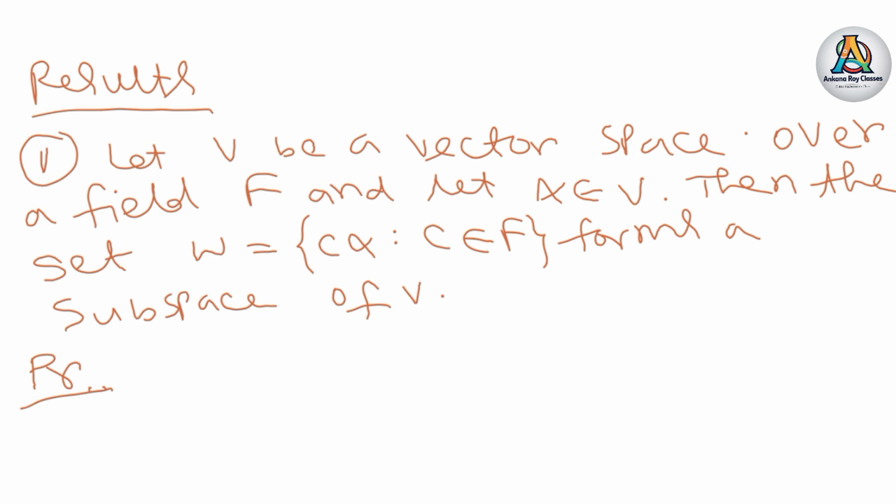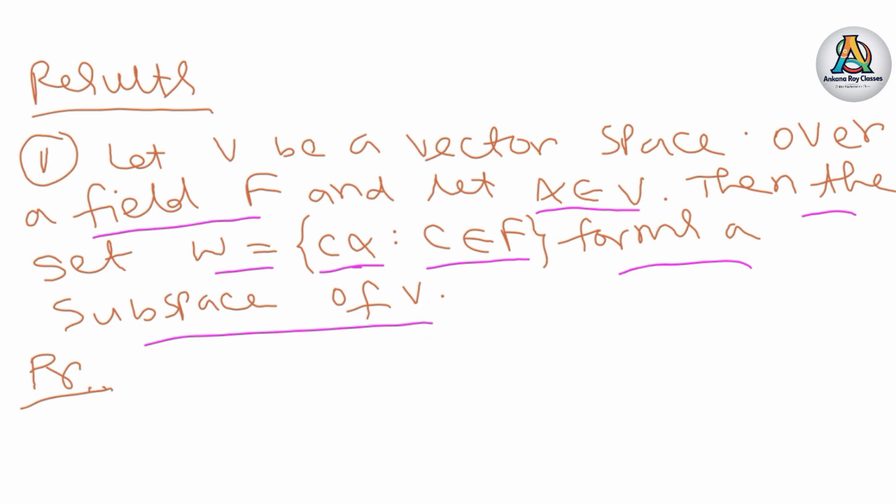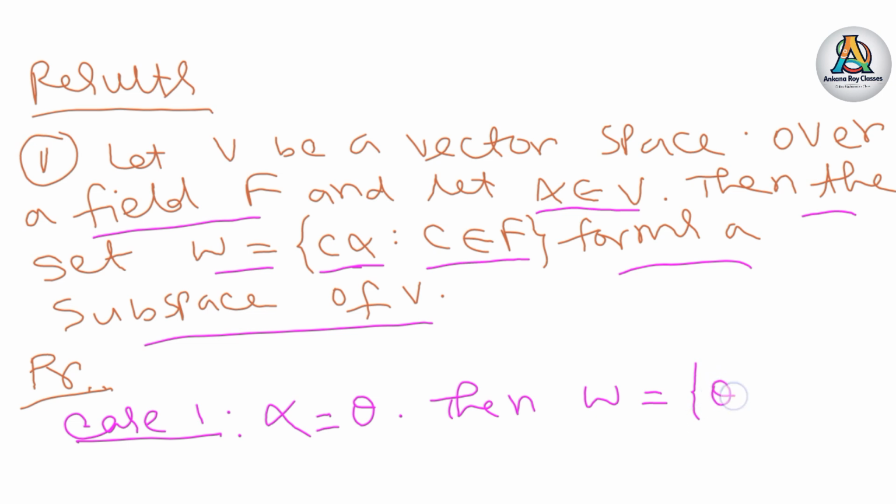Now here is a result: let V be a vector space over a field F and let alpha belong to V. Then the set W equal to the collection of all C alpha where C varies in F forms a subspace of V. So let's start the proof. It is very easy and clear. Case 1, alpha can be theta. First we consider the case alpha is equal to theta, then W is equal to the singleton theta, which is the trivial subspace of V. So from this, clearly W is a subspace of V.